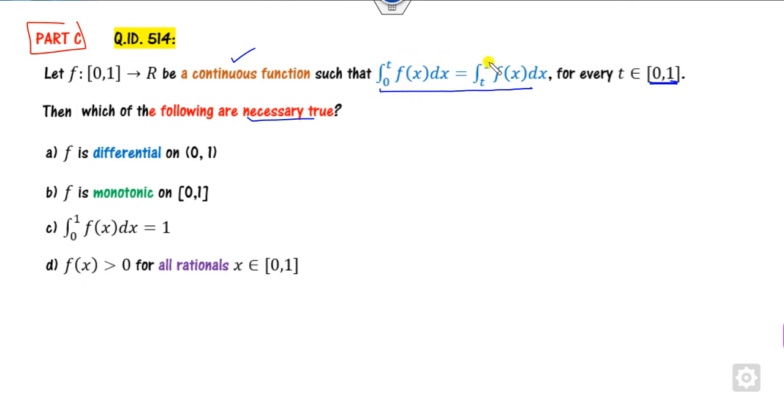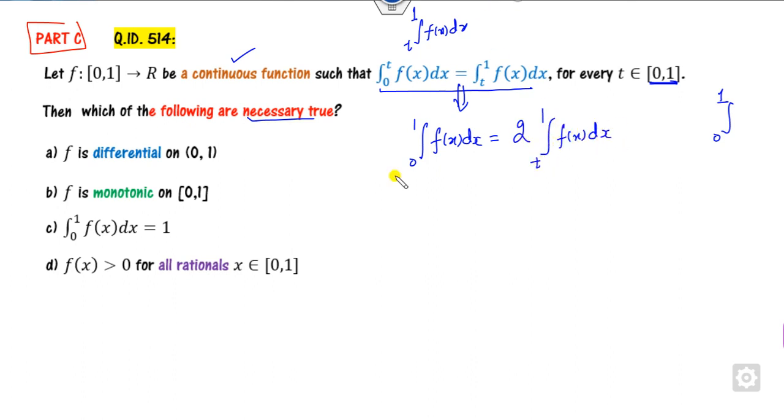What you have to do is firstly convert this integration to 0 to 1. How can you do that? If you look here, I can add the integration from t to 1 on both sides. So what will happen if you add this integration on both sides? The left hand side is the integral from 0 to 1 of f(x) dx. It will be twice of here. That is the simple option.